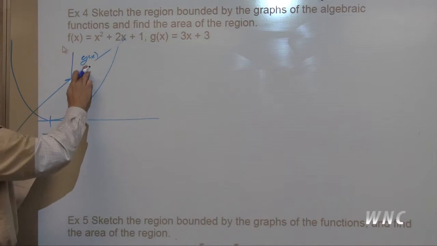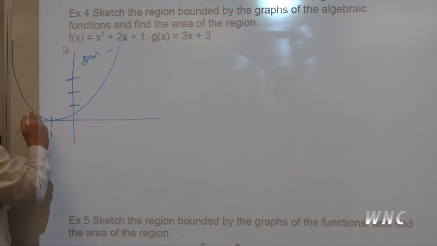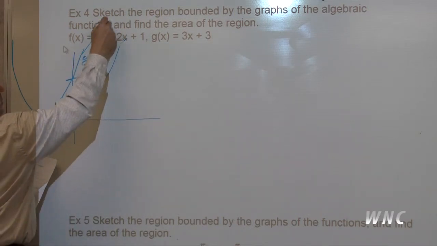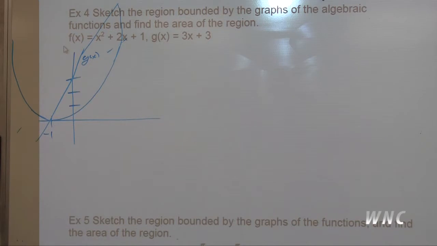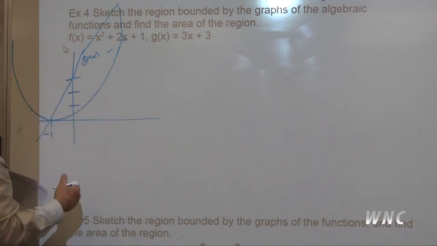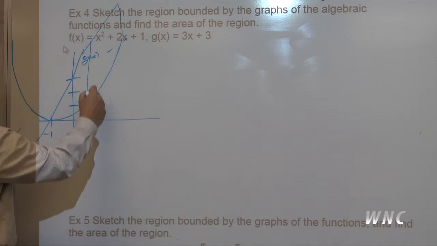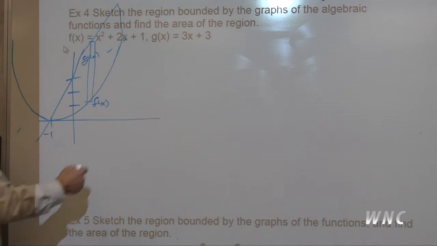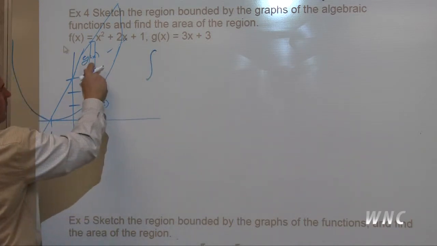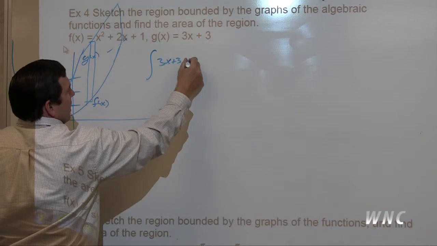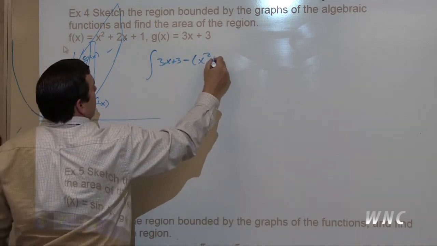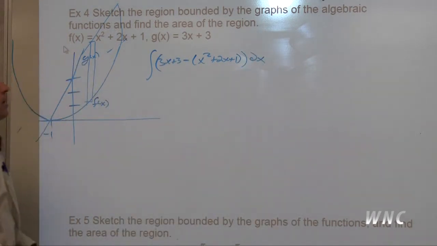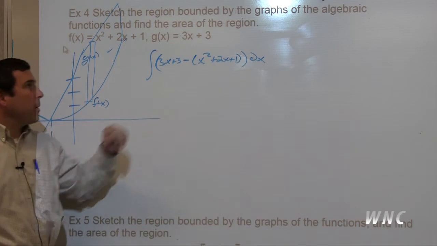Actually, I'm sorry, this does go through this x-intercept, which is going to be a problem because of my graph there. So we're looking at this region. Let's draw ourselves an approximating rectangle. Here's our f of x. So we're looking at the integral of g of x, which is 3x plus 3, minus f of x, which is x squared plus 2x plus 1. And don't forget these parentheses because it'll make a big difference if you didn't have the negatives distributed properly.